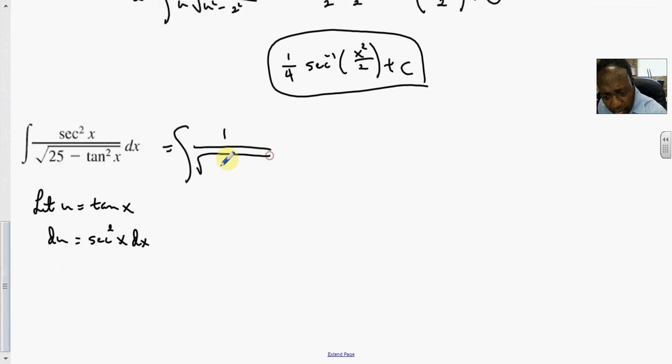Downstairs, this is the square root of 5 squared minus u squared du. Well, if it's the square root of a number squared, a squared minus u squared, then that picks up the sine inverse, and this is u, which is tangent x divided by a.